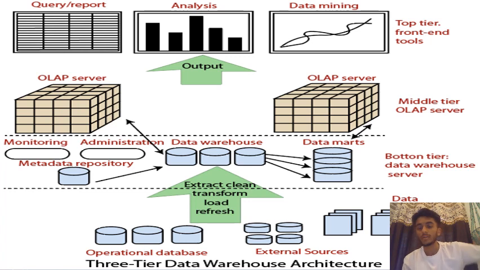This will next be forwarded to the middle tier. The middle tier has OLAP servers, that is, online analytical processing. These servers are used in the middle tier. So this was a diagram for the three-tier data warehouse architecture.